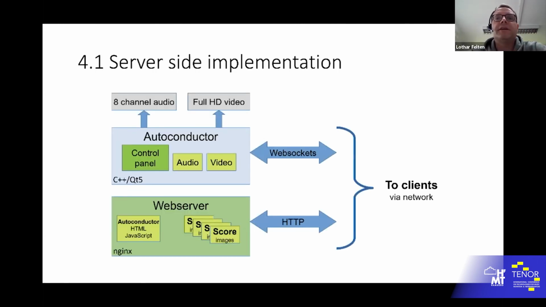Here are some implementation details. That's how it's set up. On the server, we see at the lower left end, this is basically just a web server presenting a single HTML slide and all the images. The client just connects to this one, and then afterwards, JavaScript opens a connection via web server to the Autoconductor itself. The Autoconductor itself has a small GUI, which has a tape transport control panel and takes care about synchronization of audio, video, and sends out all the synchronization information to the clients on the network.